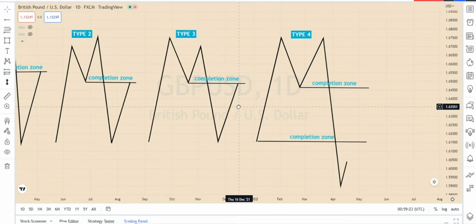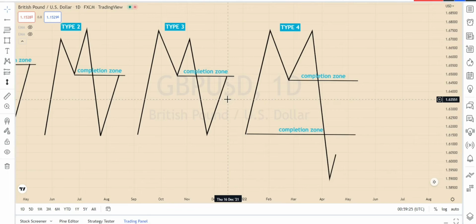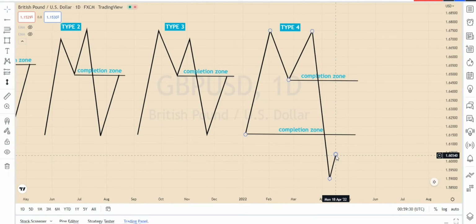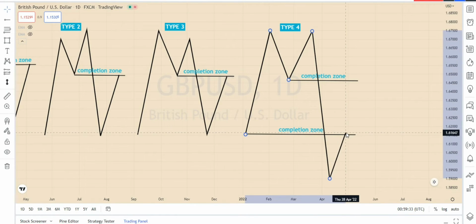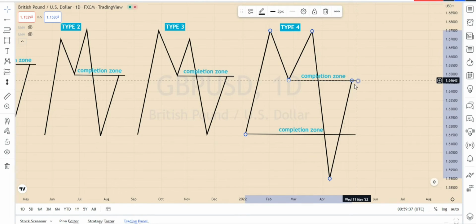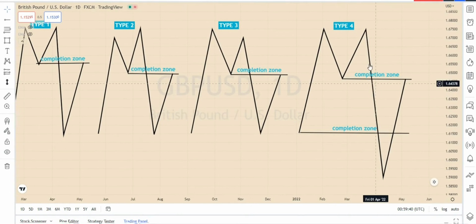And we have the type 4, which is different from the other 3 categories. With the type 4, we expect the first completion zone to be here, and the second completion zone should be here. So this one is a bit complicated. You can see the type 4 in 3 forms. It can come in the form of the normal M with the tops equal, or it can come in the form of the type 3 with the failure swing, or it can also come in the form of the type 2 with a protruding swing.